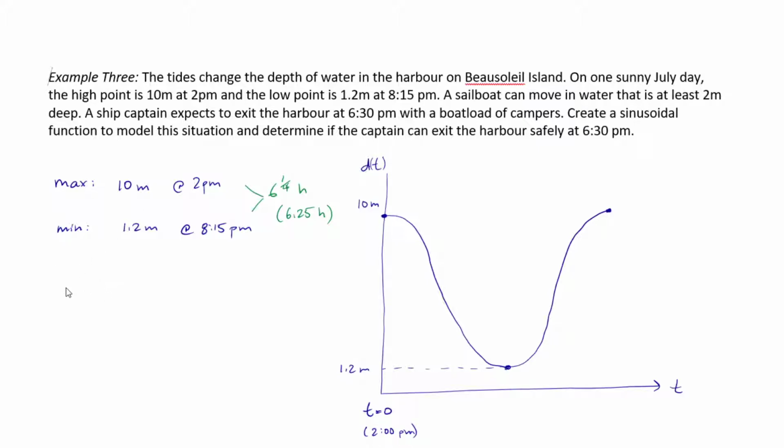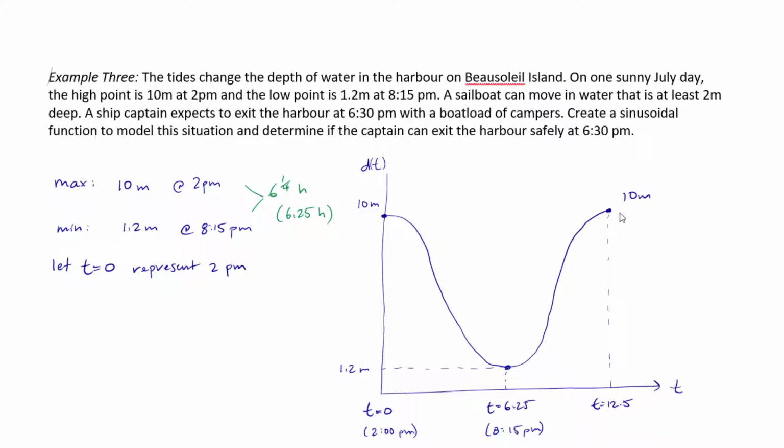So I can write a let statement. I can say let t equal to 0 represent 2 p.m. Therefore, the minimum, which occurs 6.25 hours later, is at 6.25, or 8:15 p.m. It then goes back up to the maximum another 6 1/4 hours later, so that would occur at 12.5.